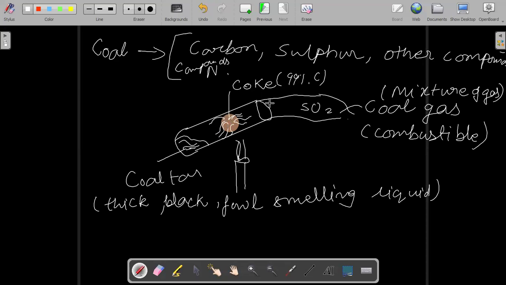So what are the three products that we obtain from a distillation of coal? Sir, coke, coal tar, and coal gas. Yeah, coal gas, coal tar, and coke. Right. Yes. So, sir, we just observe the uses of coke.